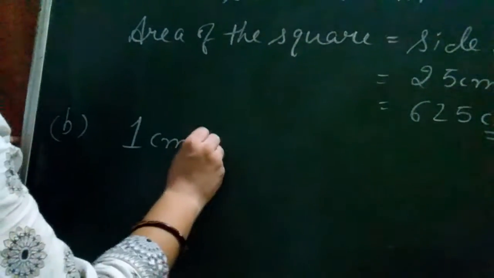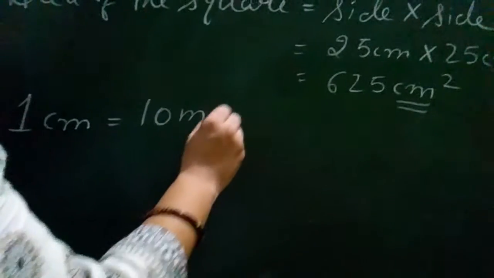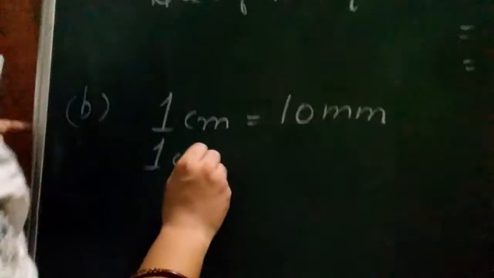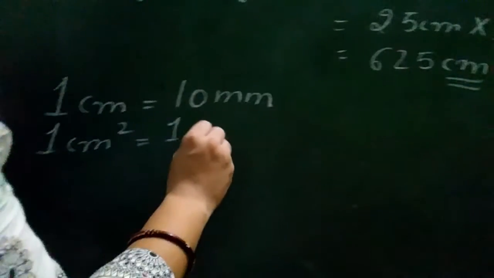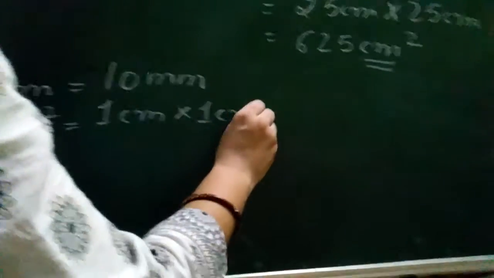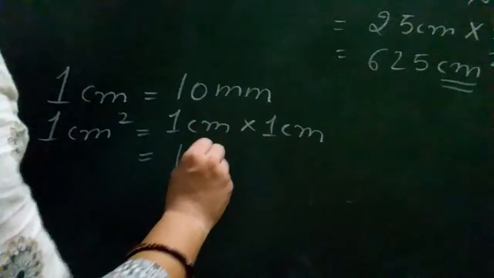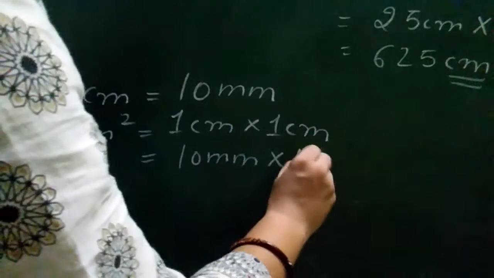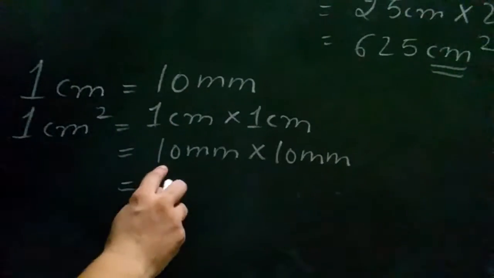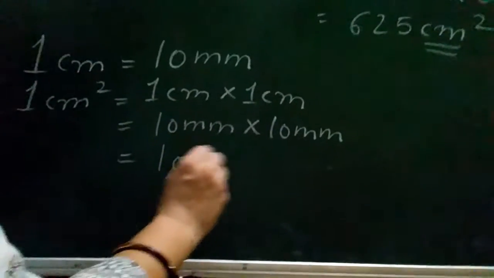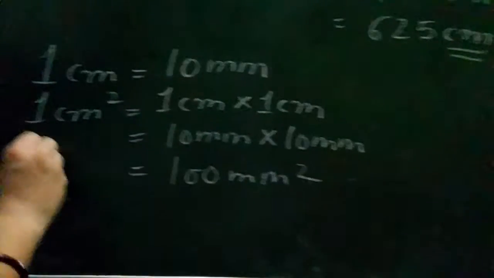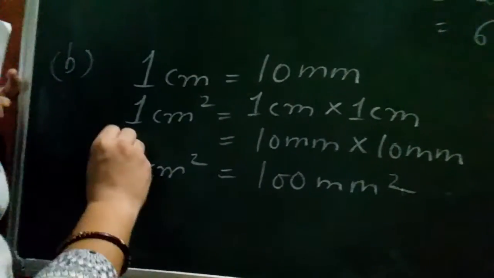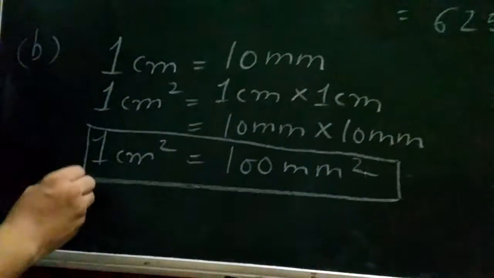Now come to the second part. Now you have to find the area of the square in millimeter square. Now you know 1 centimeter is equal to 10 millimeter, and 1 centimeter square is equal to 1 centimeter into 1 centimeter, which is 10 millimeter into 10 millimeter, and it gives you 100 millimeter square. So 1 centimeter square is equal to 100 millimeter square.